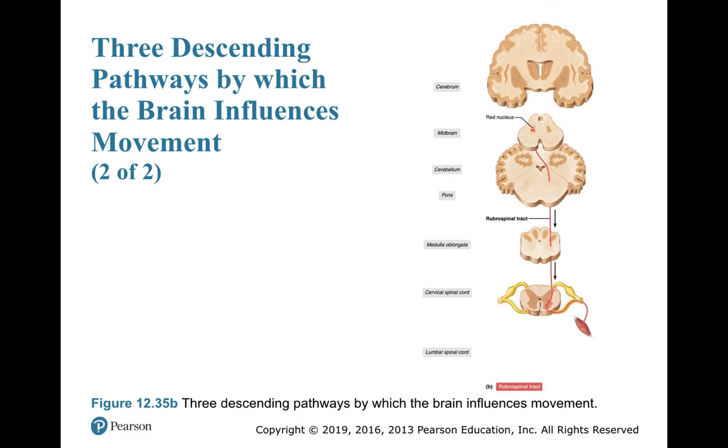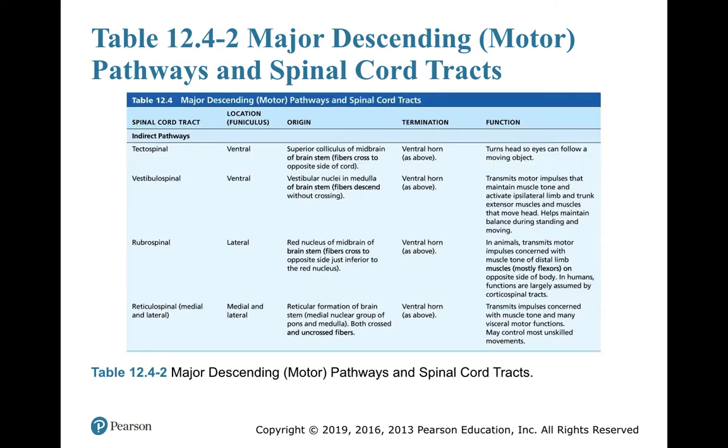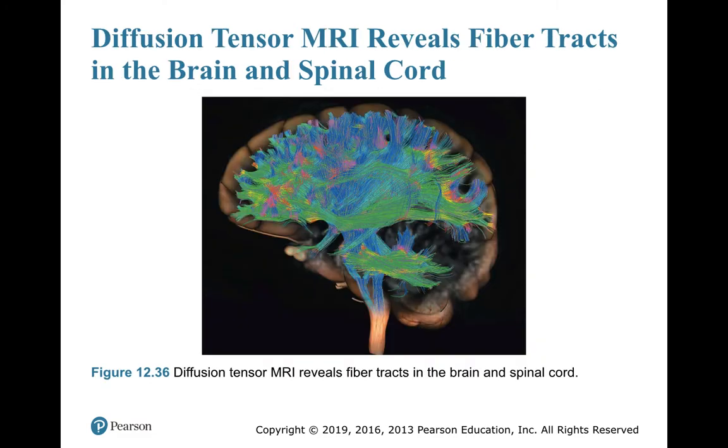Three descending pathways. So we have lateral corticospinal, ventral corticospinal, tectospinal, vestibulospinal, rubrospinal, and reticulospinal. Here is a type of functional magnetic resonance image that reveals some of the fiber tracts in the brain connecting to the spinal cord.